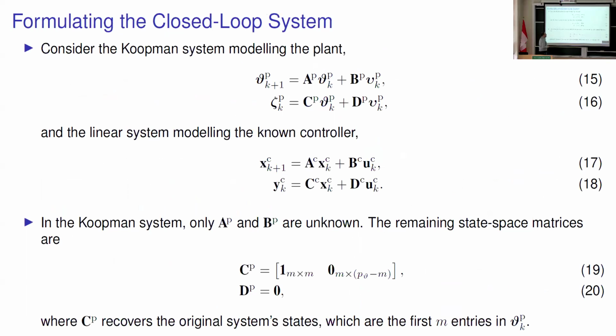All right, so let's get into the weeds a little bit. We have some sort of Koopman representation of the system. We're trying to find A_P and B_P. That's what we're actually looking for. We're going to assume that the C and the D matrices for that Koopman model are of exactly this structure. This is somewhat restrictive.